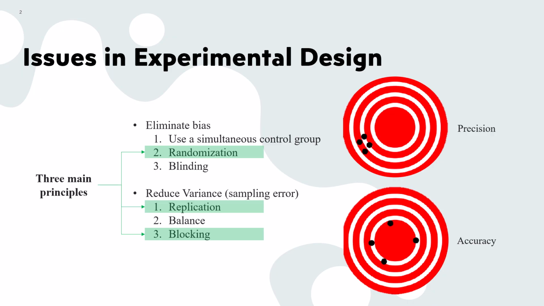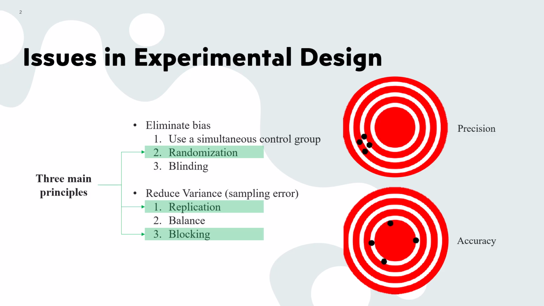Bias is when the results of an experiment are systematically pushed in one direction, usually because something in the way we designed or conducted the experiment is influencing the outcome. To eliminate bias, we can include a control group for comparison. Use randomization to assign treatments, so we're not picking who gets what based on assumptions, and sometimes apply blinding, where participants and even experimenters don't know which treatment is being used, so their expectations don't affect the results.